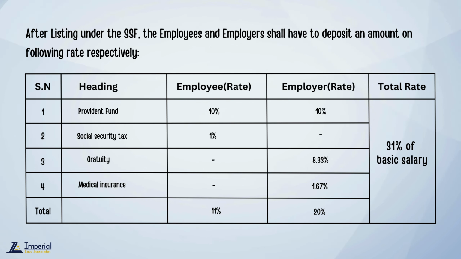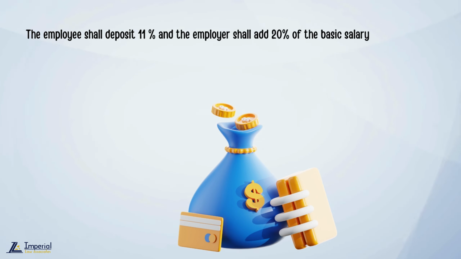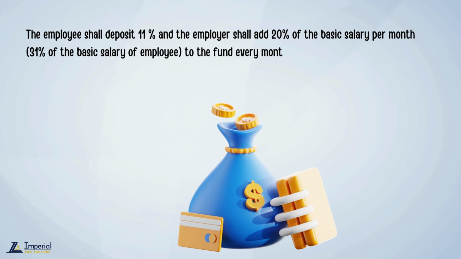Total rate is 31% of basic salary. The employee shall deposit 11% and the employer shall add 20% of the basic salary per month, 31% of the basic salary of the employee to the fund every month.